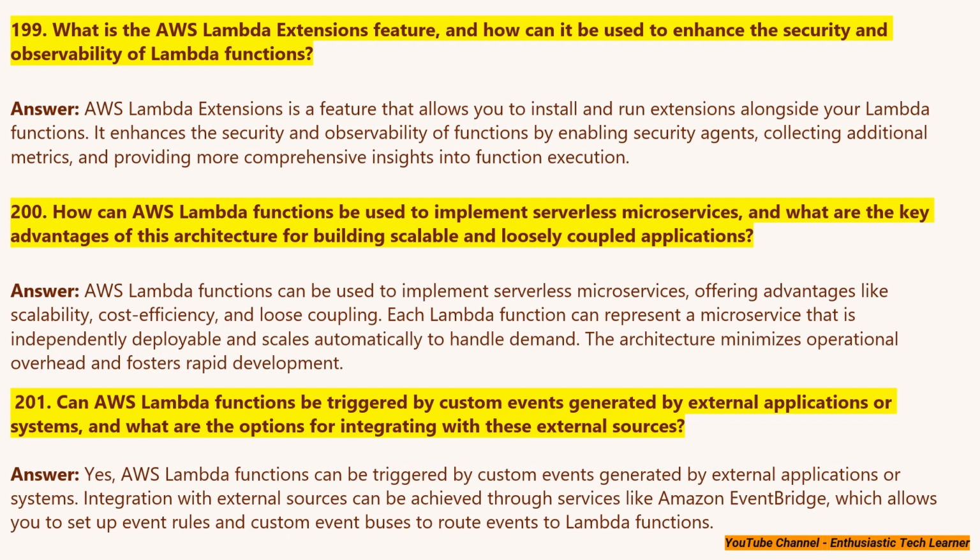Can AWS Lambda functions be triggered by custom events generated by external applications or systems, and what are the options for integrating with these external sources? Yes, AWS Lambda functions can be triggered by custom events generated by external applications or systems. Integration with external sources can be achieved through services like Amazon EventBridge, which allows you to set up event rules and custom event buses to route events to Lambda functions.